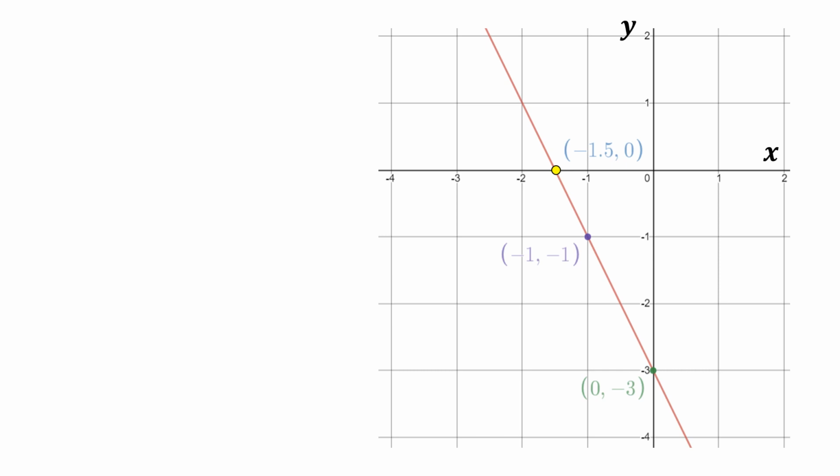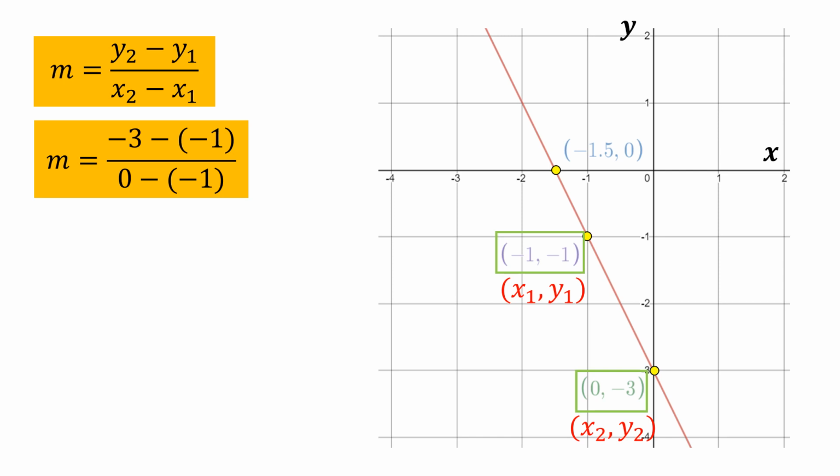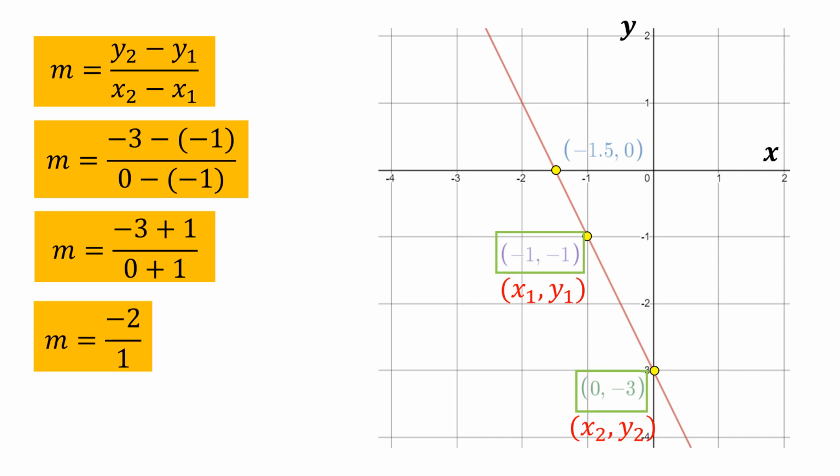Let us verify this graphically. If we take the point negative 1, negative 1 to be our x1, y1, and the point 0, negative 3 to be our x2, y2, the slope would be equal to negative 3 minus negative 1 all over 0 minus negative 1. This can be written as m equals negative 3 plus 1 all over 0 plus 1. Simplifying, we get m equals negative 2 all over 1, or simply m equals negative 2.